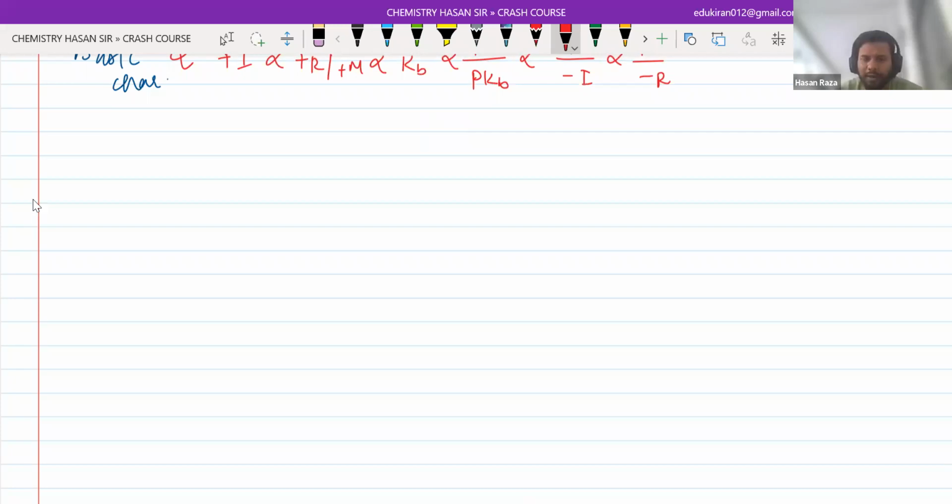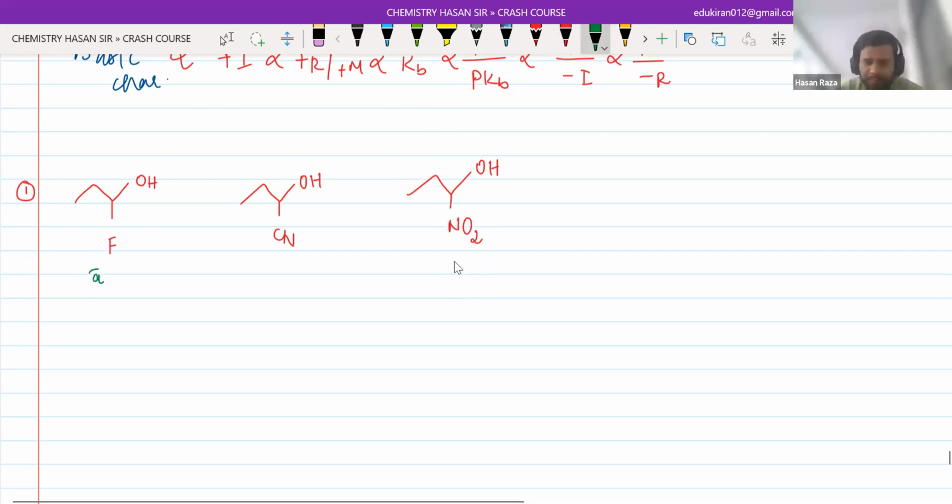So the first one is acidic. There is OH and there is chlorine, acetic acid. And I think you can do this. Which one is most acidic?